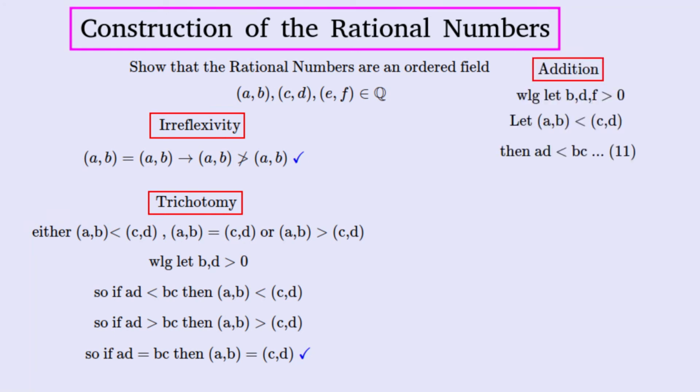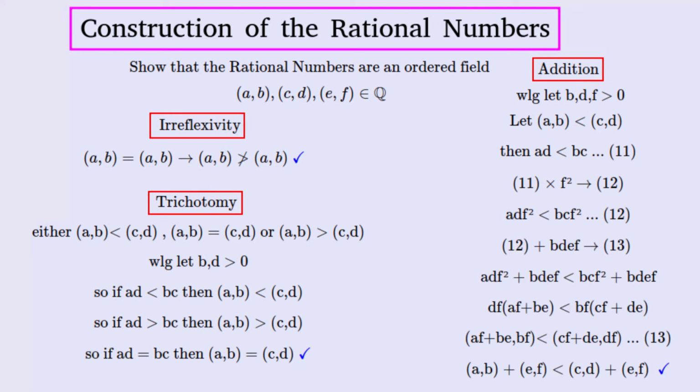We'll prove this particular addition axiom. We'll start with this equation and try to work our way to the final equation that we want. We'll perform this multiplication, and then this addition, and work our way through the algebra to get equation 13, which we can pack up into the inequality that we want, thus proving this axiom.